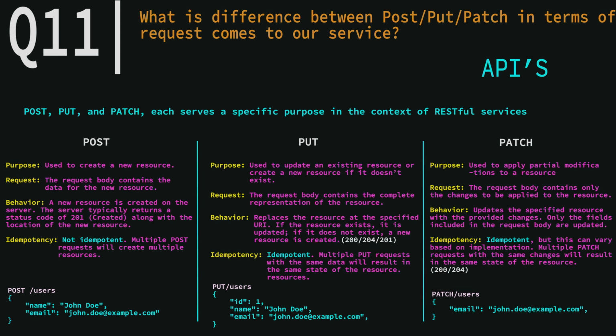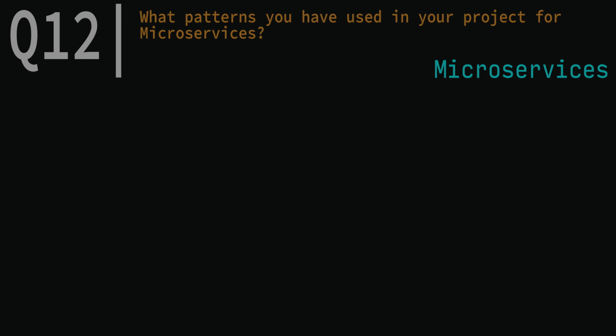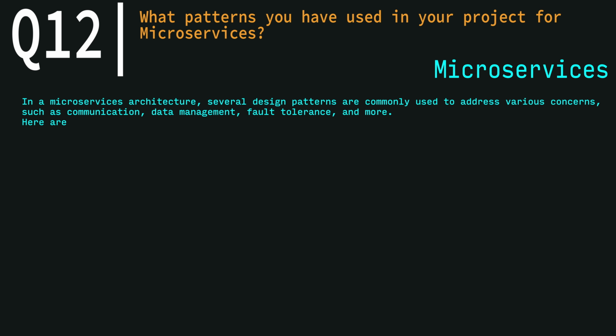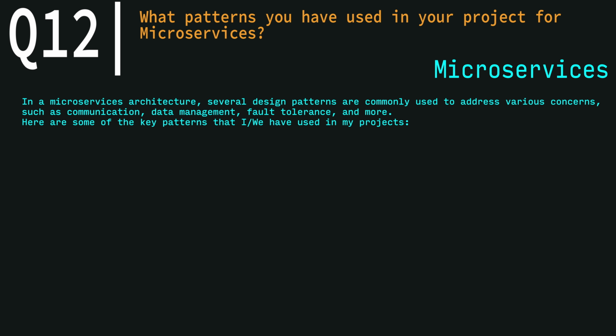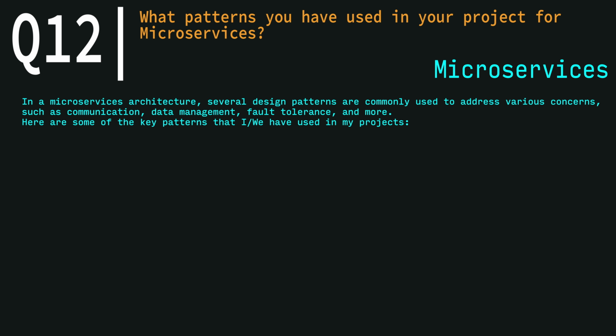Okay. Now let's move to the next question. This is one of the most important questions and it has a lot of subtopics to cover. And the question is, what patterns have you used in your project for microservices? So usually in microservices we will use various design patterns, right? Such as communication patterns, data management patterns, fault tolerance and more. Here I am listing some of the key patterns that we commonly use in our microservices projects.